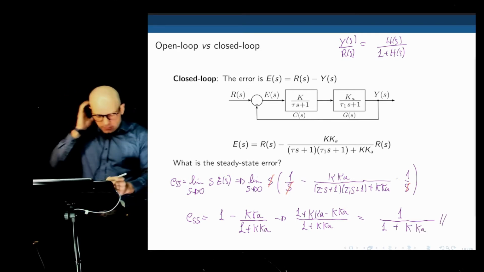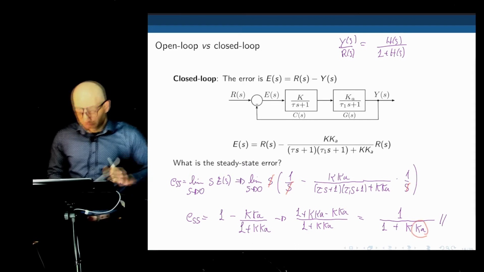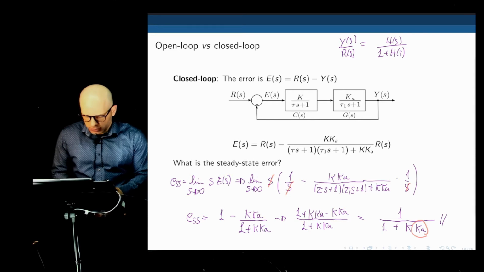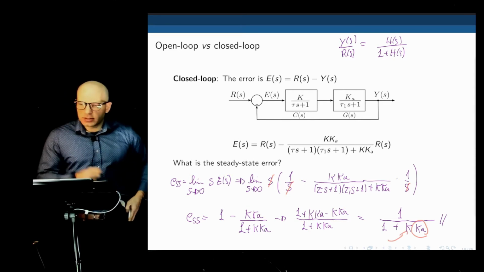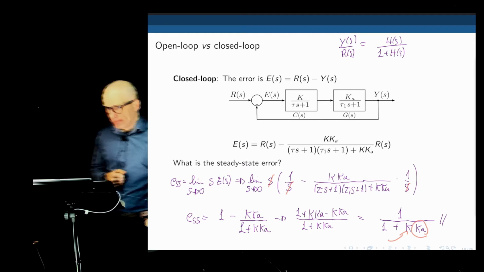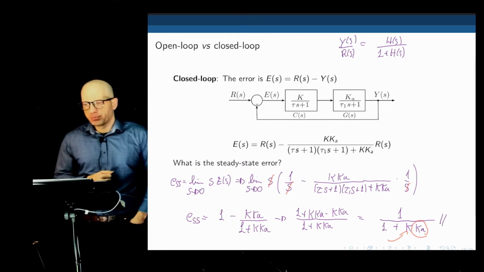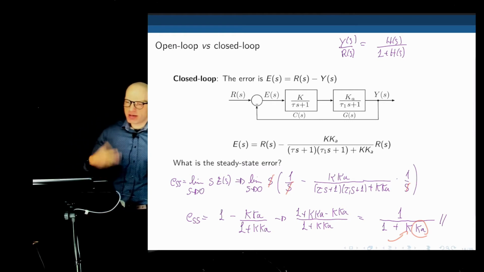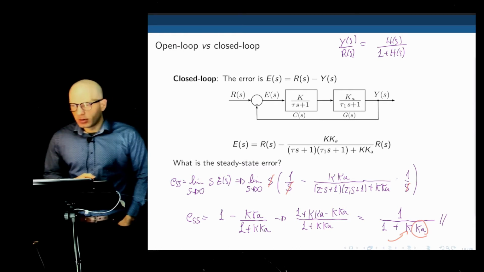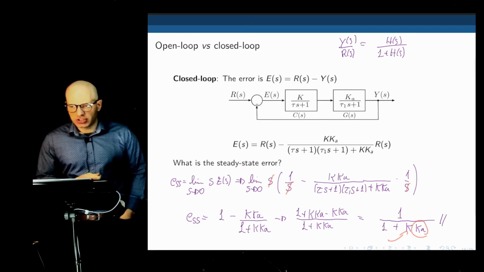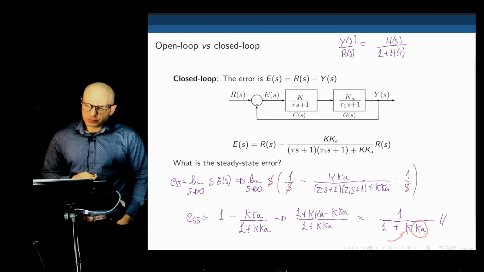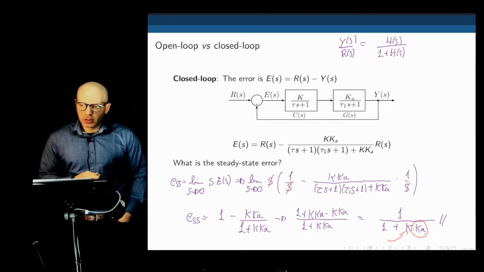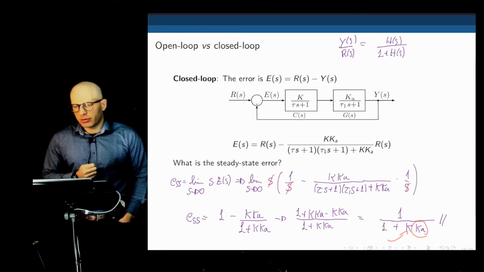Now let's look at it again. Here is Ka, the plant, the gain that we cannot control, and here's the one we can control. How do we make the steady state error 0? There is no way to make the steady state error 0. We can minimize the steady state error by making K as large as we can, as large as the plant accepts, as large as the drivers accept before reaching saturation. But we cannot fully eliminate the steady state error.